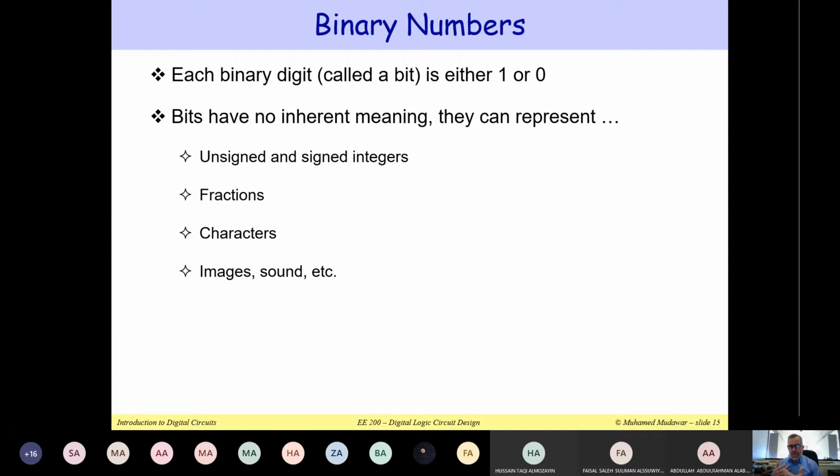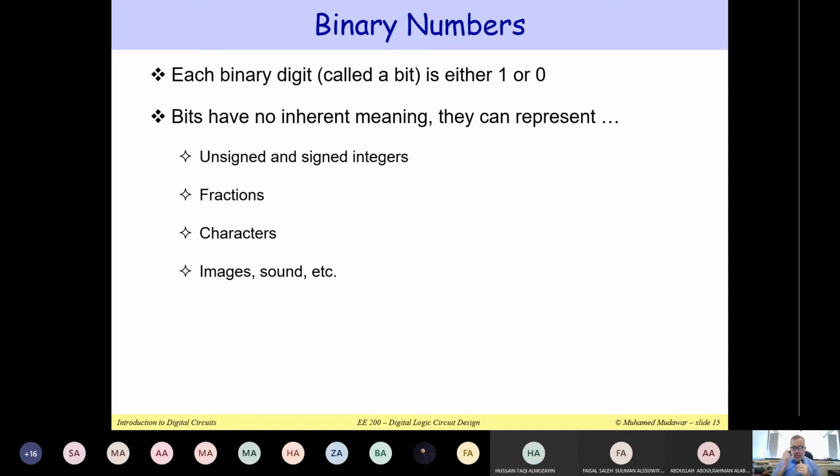So binary means that everything is represented inside a computer system using only 2 digits. So binary means 2. A binary digit is also called a bit. So bit means binary digit. The digit can be either 1 or 0. There are only 2 digits. These digits or these bits have no meaning inside the hardware.